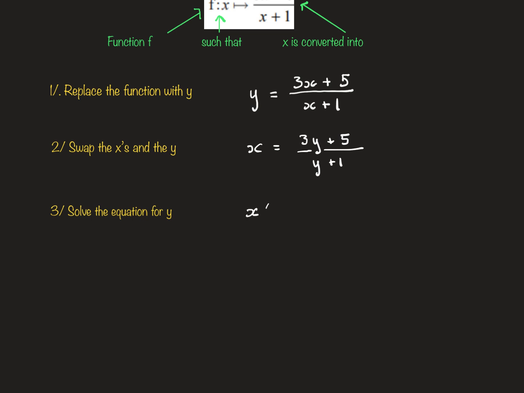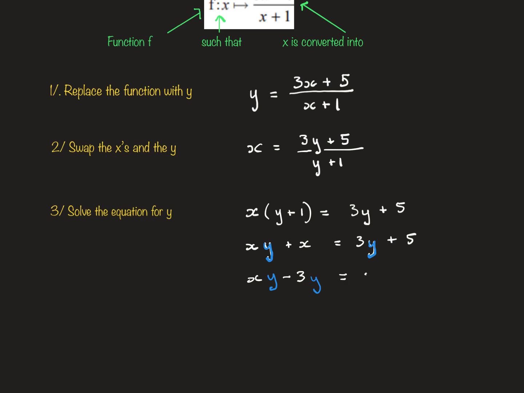So I'll multiply x with the y plus 1. And that way I remove the denominator from the right hand side. Now I will expand. And I want to gather the y's together. So we have y on here, and we also have y on this side, right hand side. So we'll move them to the same side. And move the x to the other side.